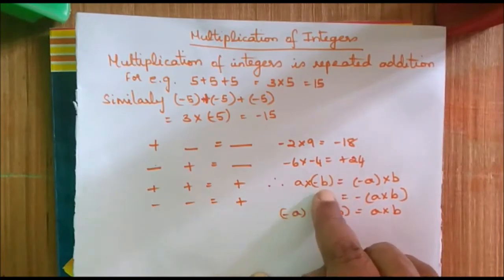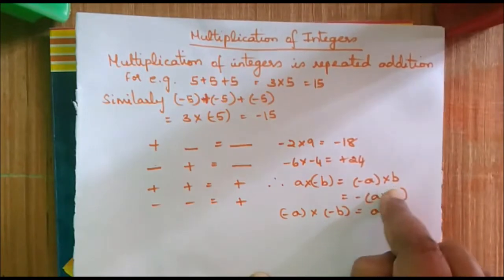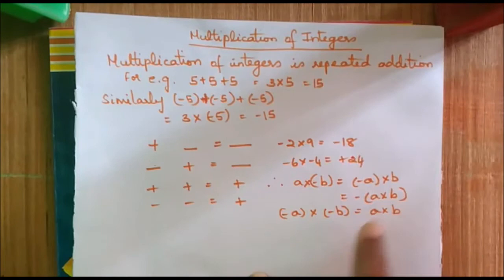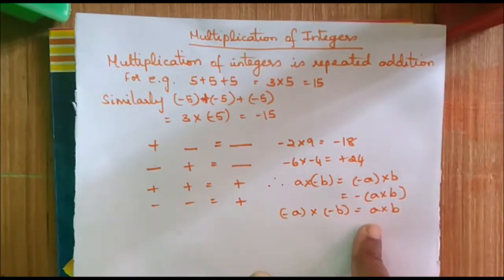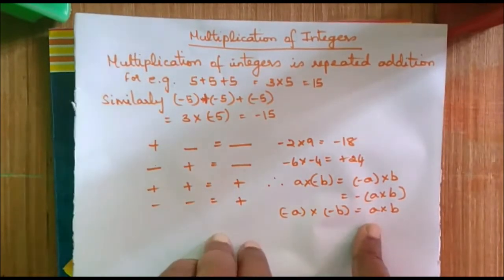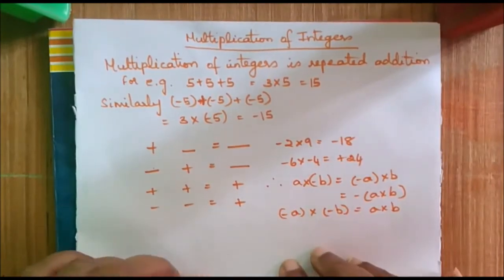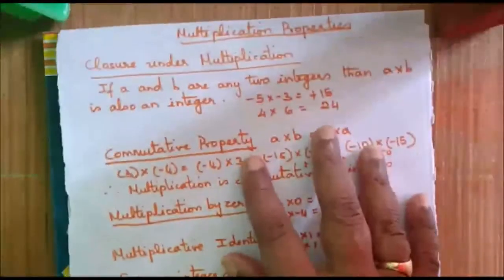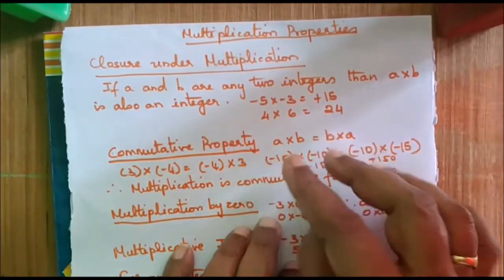So a into minus b is equal to minus a into b, which is equal to minus of a into b. Okay, that is the rule. If you have minus a into minus b, it will be plus a into b. So keep these rules in mind when you do multiplication of integers. Okay, now we'll go to the next topic, that is multiplication properties.